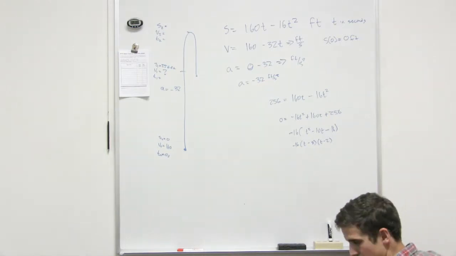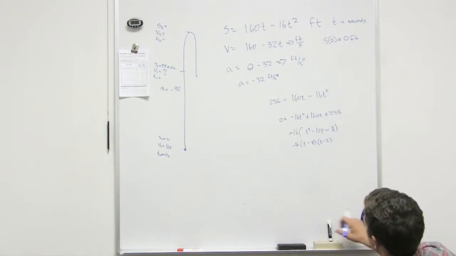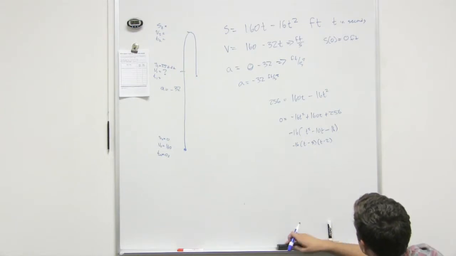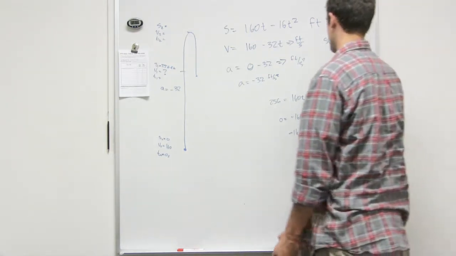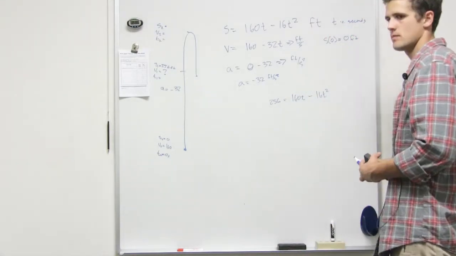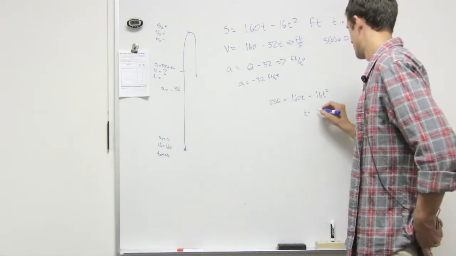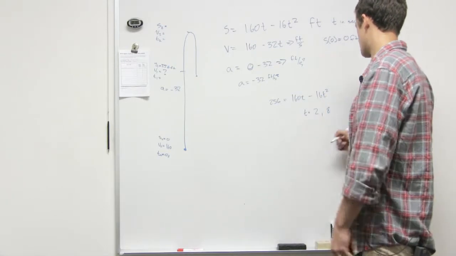Anyway, I'd probably just stick it in a polysolver or something like that on your calculator. Okay, so let me just do it. 256 equals 160t minus 16t squared. Solve for t. Okay, yeah, so t equals 2 or t equals 8. So that gives you both the up and down.